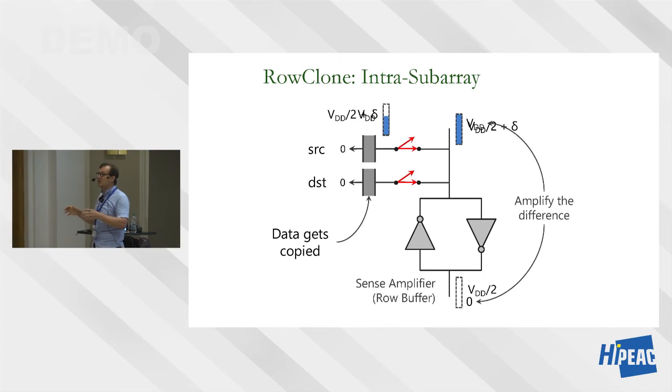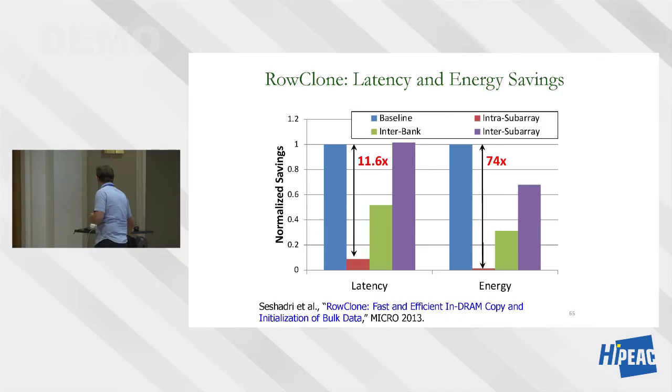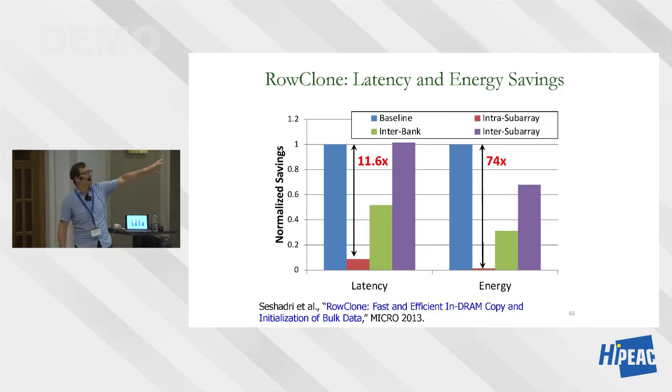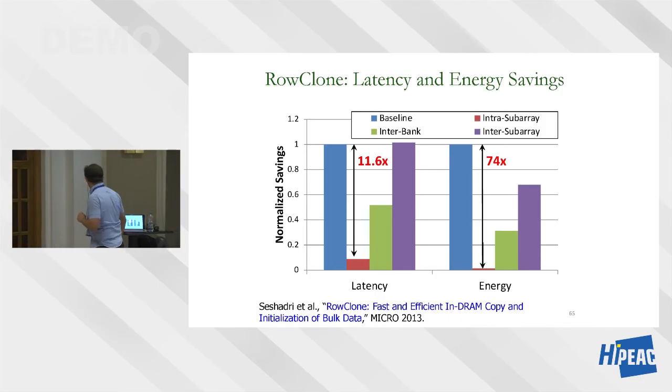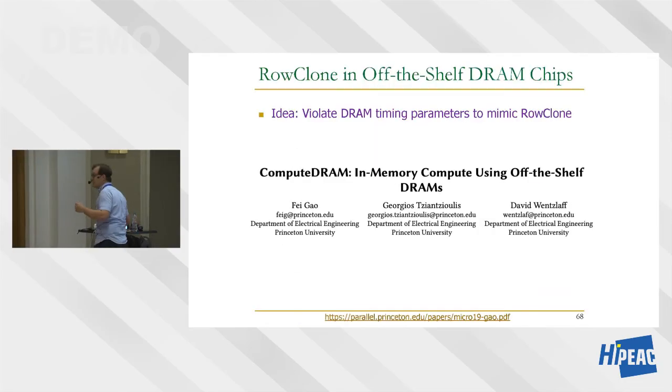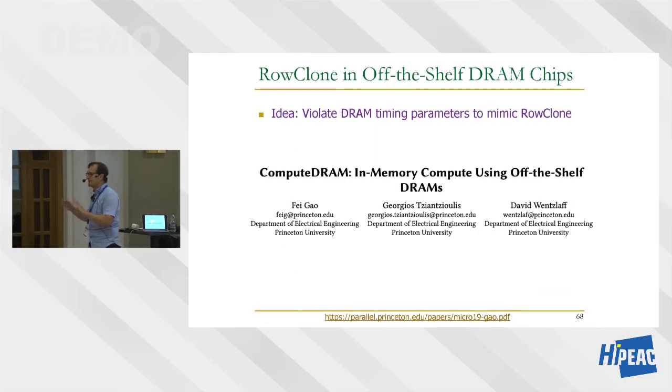And copy initialization is a special case of copy, right? If you want to initialize a row, you initialize one row to 0 and copy it to other rows, for example. Okay, so you get significant latency savings and energy savings. These are DRAM energy numbers, so you can see them over here. And in the paper we discuss application-level impact and benefits. It's pretty good.